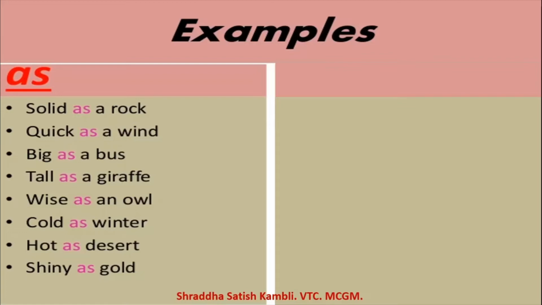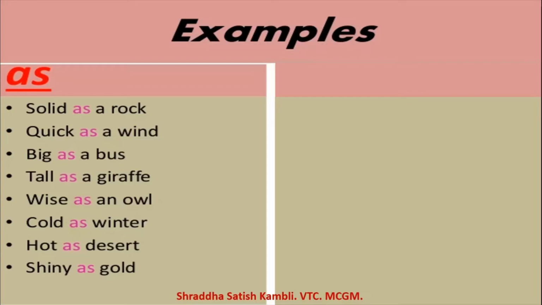In the same way, you're comparing someone's agility or quickness to that of wind. You're comparing someone's size to the size of a bus. You're comparing someone's height to the height of a giraffe. So you can see all the phrases are using the word as. All these are examples of simile.